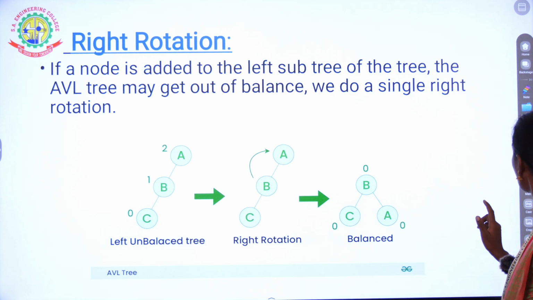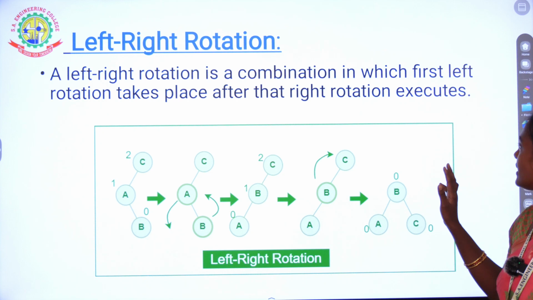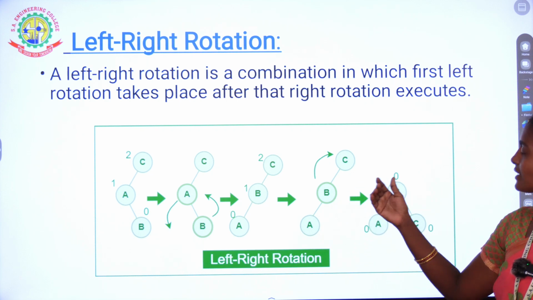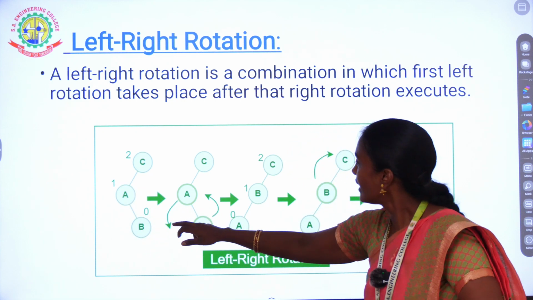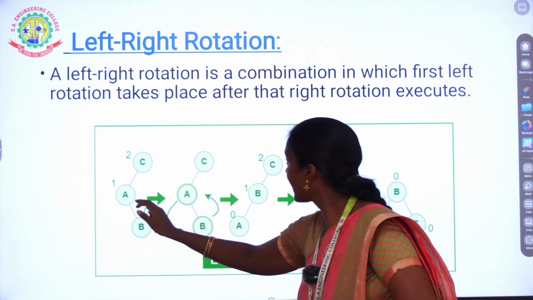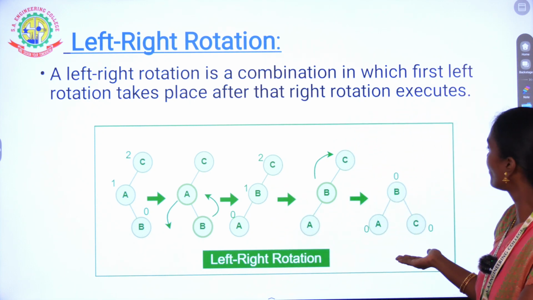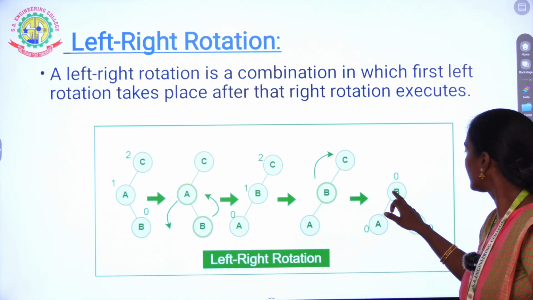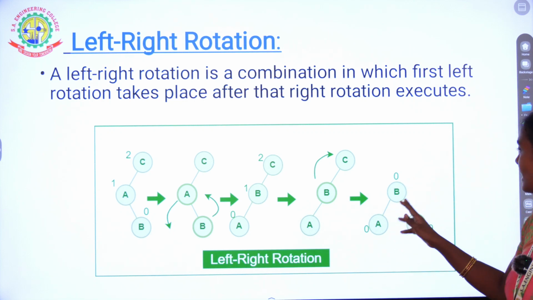Next we are going to see the double rotation. First, left right rotation. Left right rotation is a combination in which first a left rotation takes place, after that a right rotation executes. Here we can see the example. The height of the left side should be 2, and on the right side we have 0. So first we make the left rotation. Now the tree looks like this. Again we perform the right rotation. Now we check the balancing factor for this tree. The height of the left subtree is 1, likewise the right is 1, 1 minus 1 is 0. So we satisfy the balancing factor.